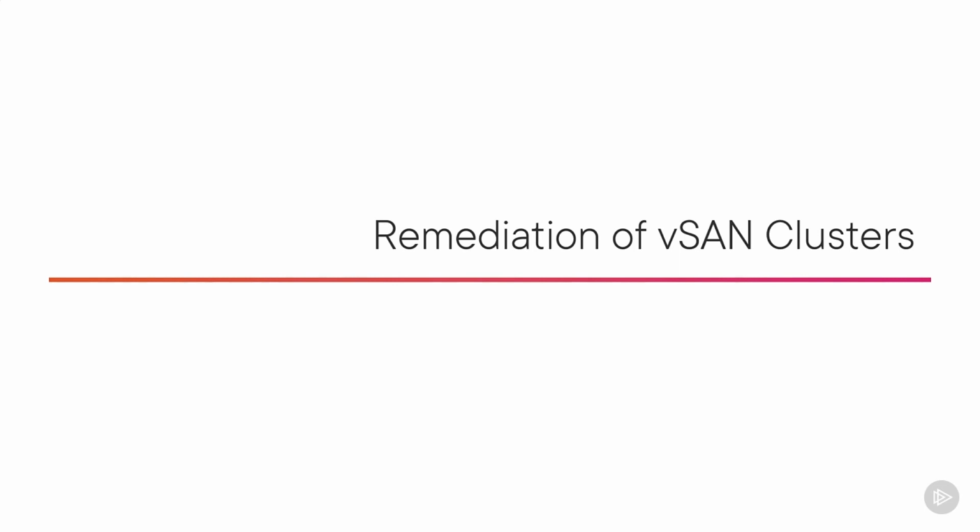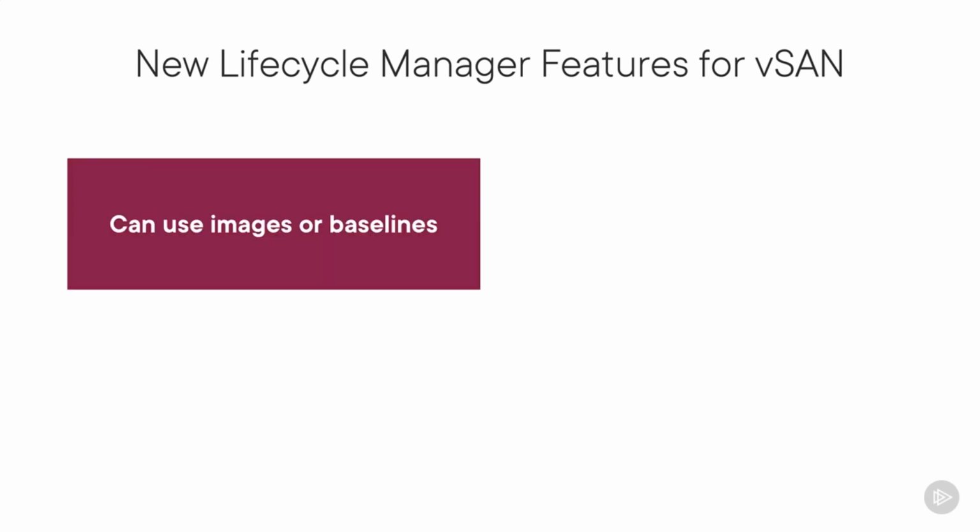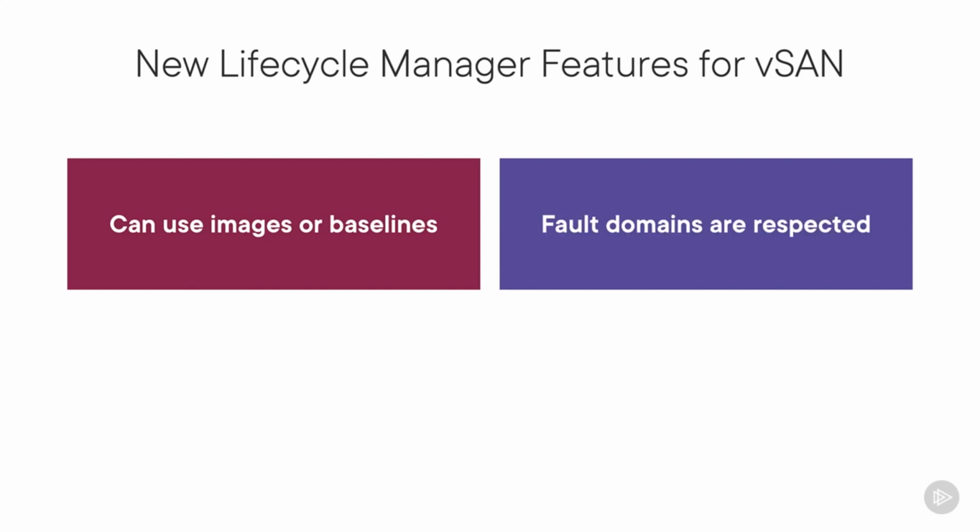Now, there are some cool new features in vSphere 7 that you should be aware of, specifically related to Lifecycle Manager as it pertains to VMware vSAN. The first one being that you could now use images instead of baselines to keep your vSAN clusters up to date and have all the hosts in the cluster based on a single image. The second new feature is that fault domains are respected. Now, we don't need to go too deeply here into the definition of exactly what a fault domain is. By default, with 3 hosts in a vSAN cluster, each host is going to be its own fault domain.